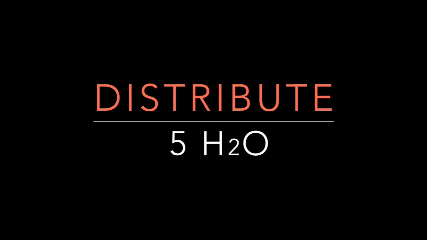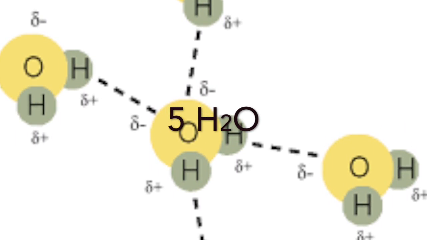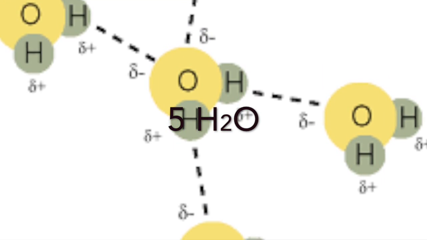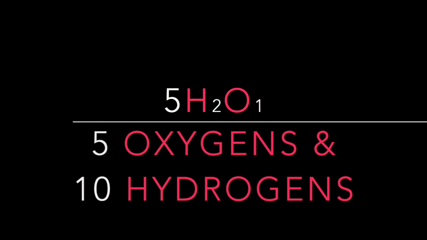What you need to know about coefficients is that you can distribute them. Let's say you have 5 waters. There is no subscript after the oxygen, the O. You assume that to be 1. So you distribute 5 times 1, and that's 5 oxygens, and 5 times 2, and that's 10 hydrogens. That's what I mean by distribution or distributing. So that's what you can do with a coefficient. However, you can never ever actually change the subscripts. You can only multiply by coefficients.